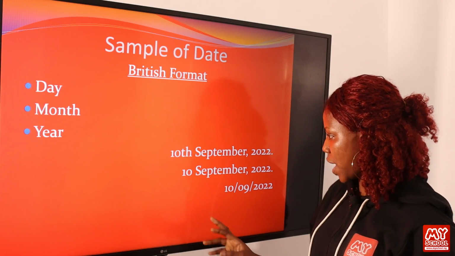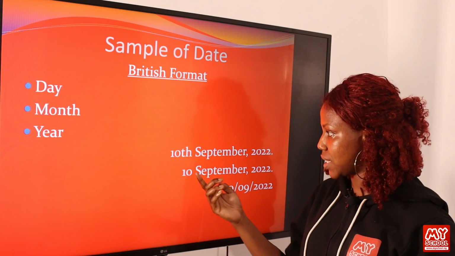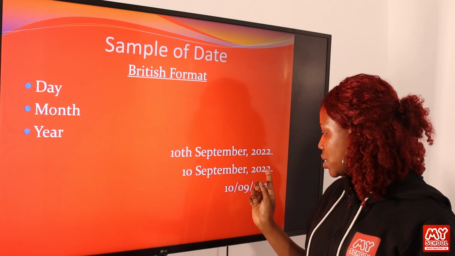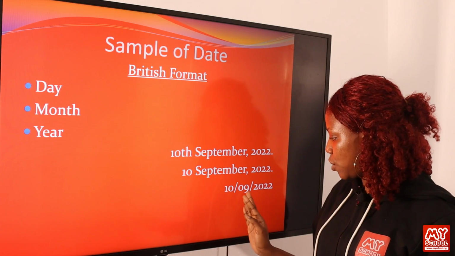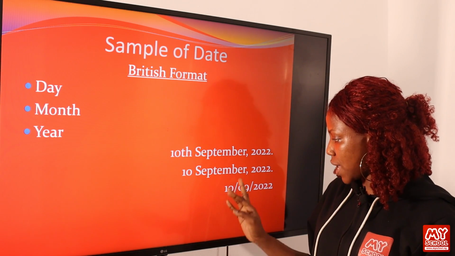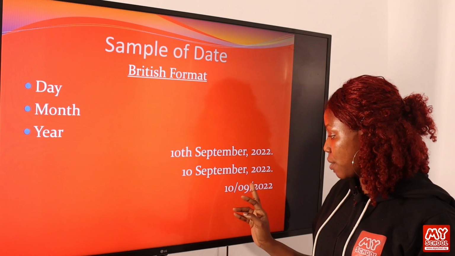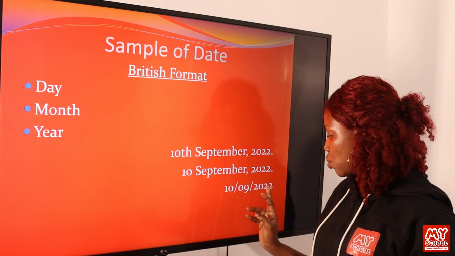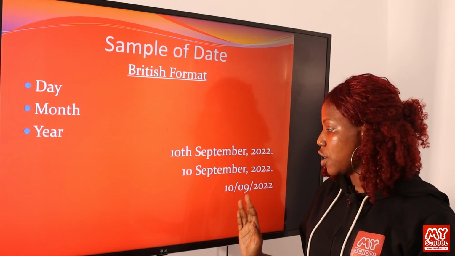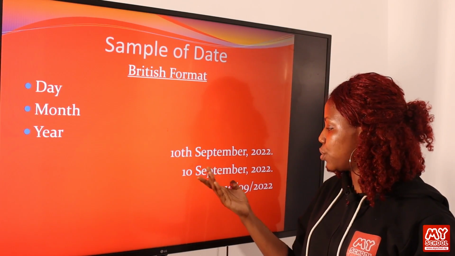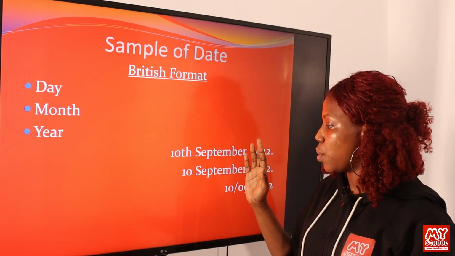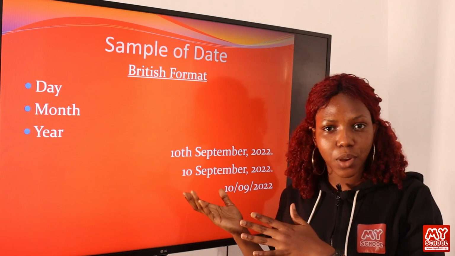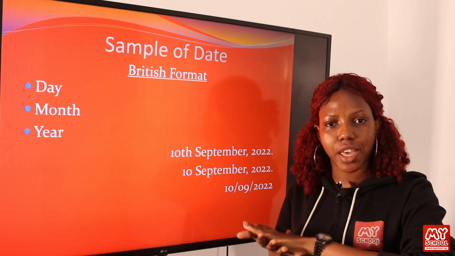This is another way you can write it. If you don't want to put the TH, that is fine. So you have 10 September, 2022, and lastly you can also write it like this: 10 slant 09, which is September, slant, then 2022. So you can use this slash, or you could write it like this or like this, whichever is applicable. But I like the first one, and let's take a look at the address and the date all together.